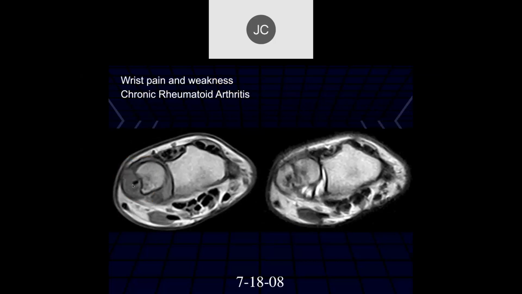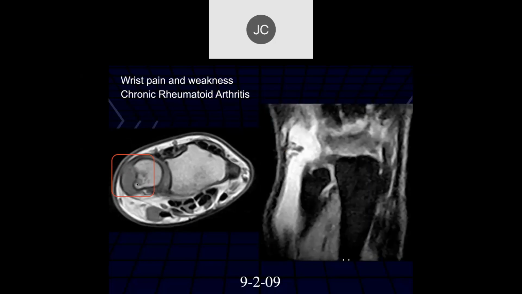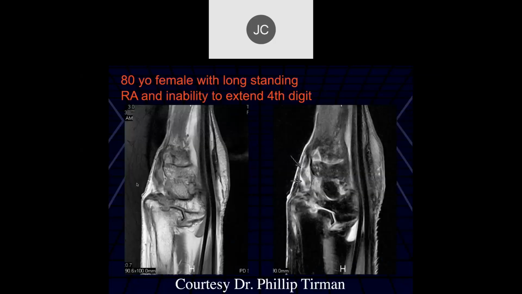And you can see at the beginning, it looks like it's pretty small. So it was well on its way to complete rupture back in 2008. So again, tendon ruptures in rheumatoid arthritis. Tayson.